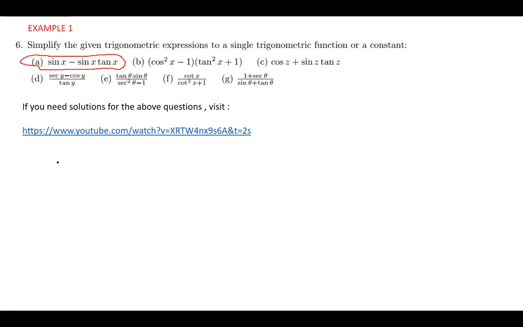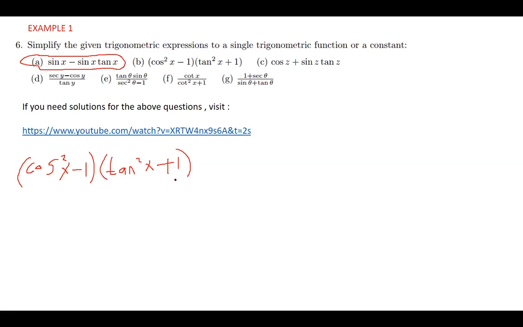So we start with B. B is saying cos squared x minus 1, you have something like this, and then you have your tan squared x plus 1, you have it like that. And then they're asking us to simplify this to either a single trigonometric function or a constant.